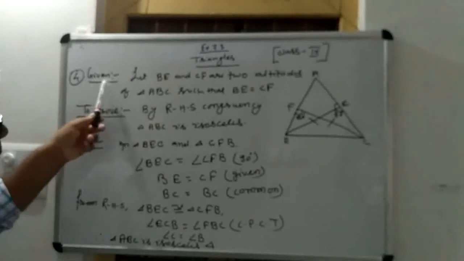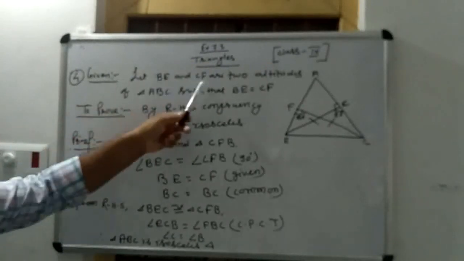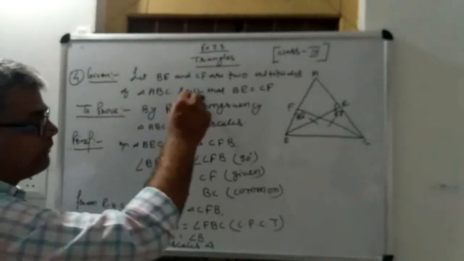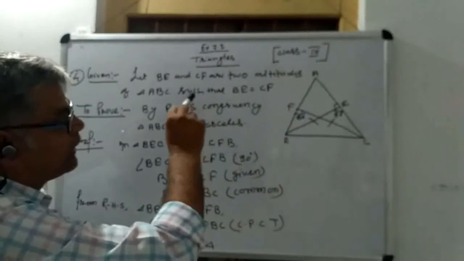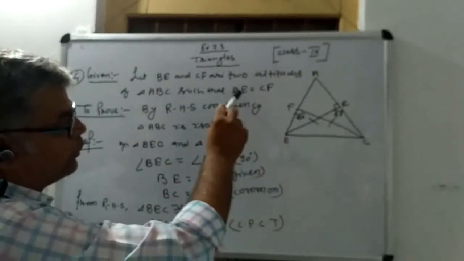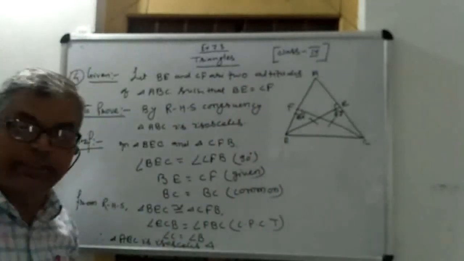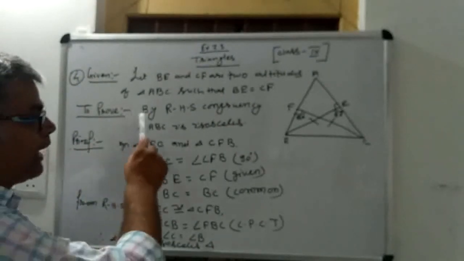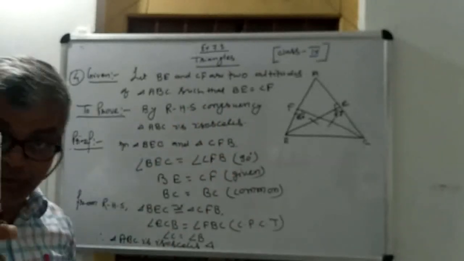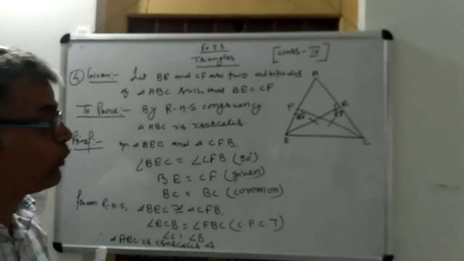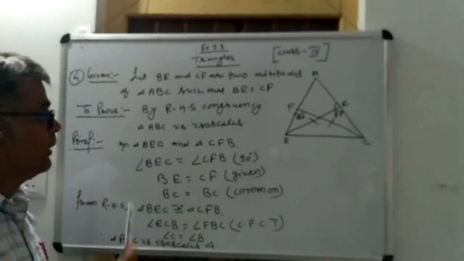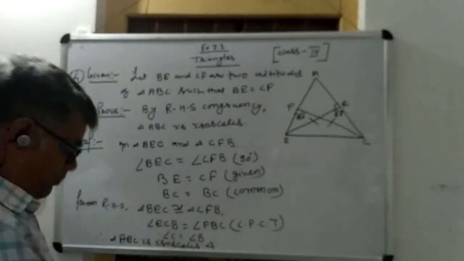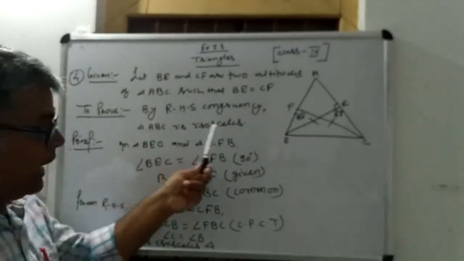So first we have written the given. Let BE and CF be two altitudes of triangle ABC, and it is also given in the question that these two altitudes are equal, such that altitude BE equals altitude CF. Now we need to prove. What we need to prove? You have to apply only the RHS congruency rule in this question. By RHS congruency, we need to show triangle ABC is isosceles.